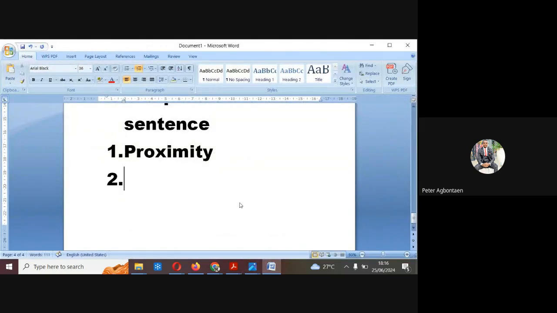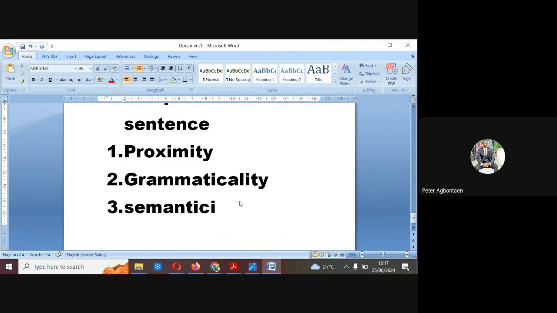That's number 1. Then number 2, be mindful of grammaticality. That means after you've been able to insert, all right, whatever you want to insert in the gap, it should be grammatically correct. That means it shouldn't violate any rule of English grammar. Because if it does, you definitely are wrong. Now, the next thing that you've got to bear in mind is semanticity. All right, semanticity. So that means it should be semantically correct. And that means it should make sense.